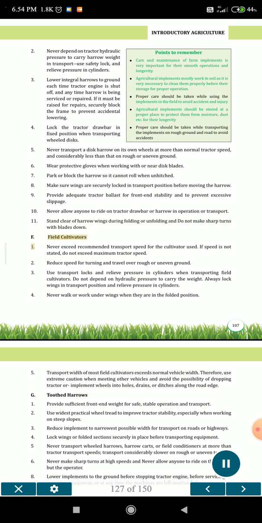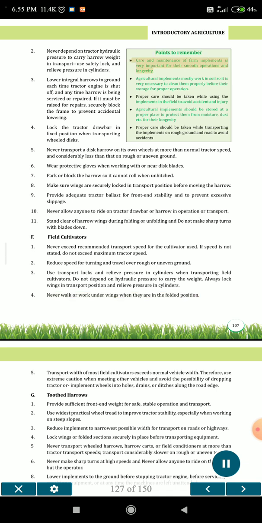F. Field cultivators. 1. Never exceed recommended transport speed for the cultivator used. If speed is not stated, do not exceed maximum tractor speed. 2. Reduce speed for turning and travel over rough or uneven ground. 3. Use transport locks and relieve pressure in cylinders when transporting field cultivators. Do not depend on hydraulic pressure to carry the weight. Always lock wings in transport position and relieve pressure in cylinders. 4. Never walk or work under wings when they are in the folded position.